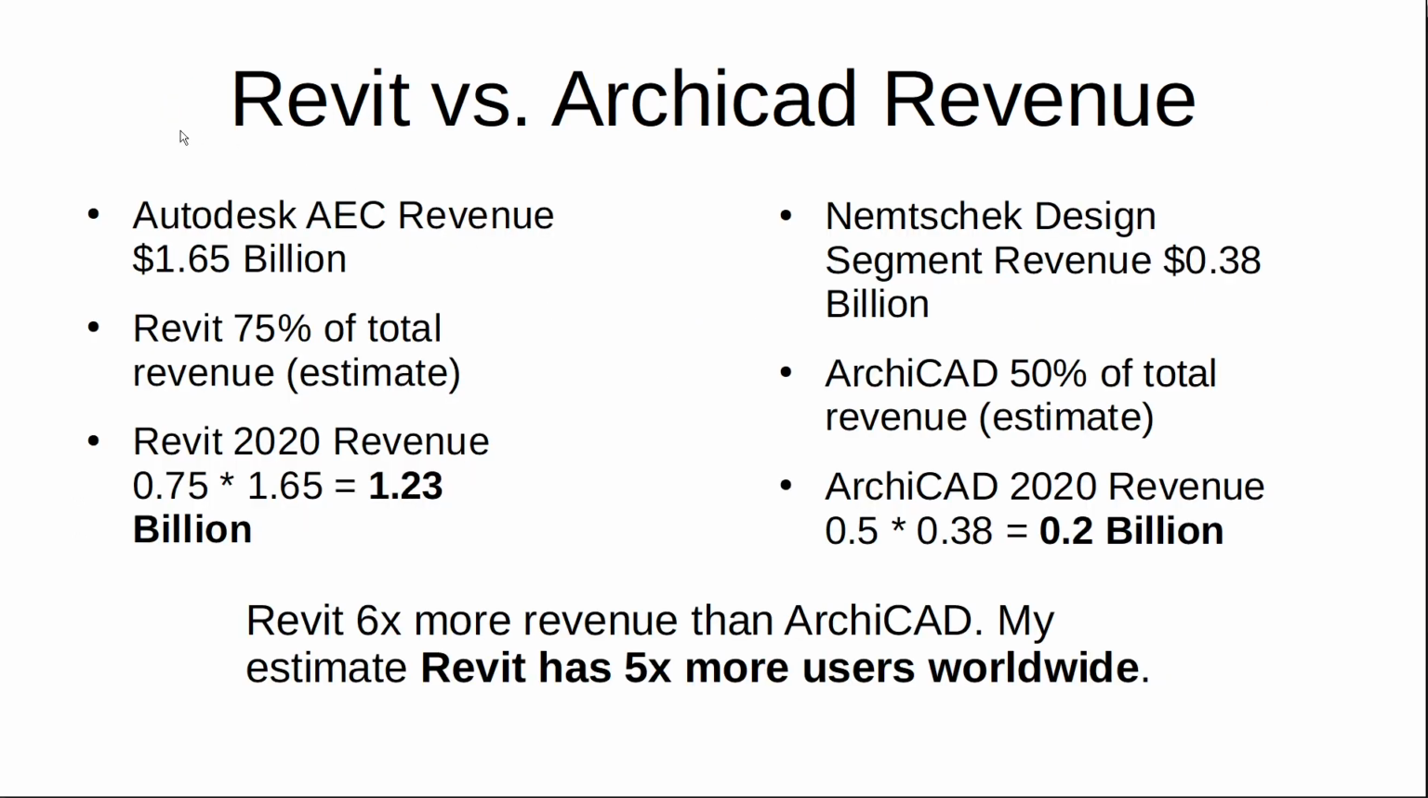So now let's take a look at the individual software revenue. Autodesk AEC revenue was 1.65 billion, and let's say 75% of that total is Revit revenue. It's hard to know how much Revit should be because most of the revenue is part of the AEC collection, and only Autodesk really knows how much of that goes to Revit and how much of that goes to other software. So this is just my estimate. When we multiply 0.75 by 1.65 billion, it's 1.23 billion as Revit revenue in the year 2020.